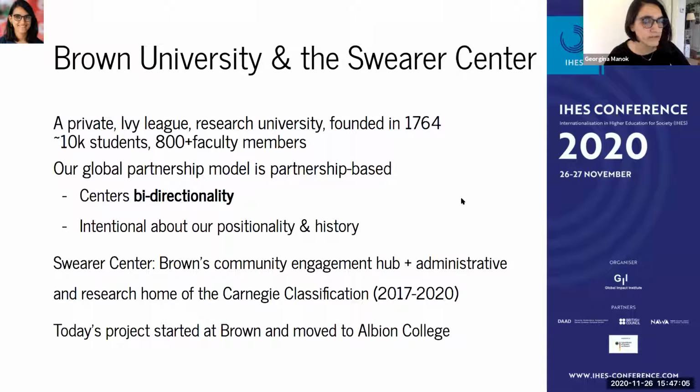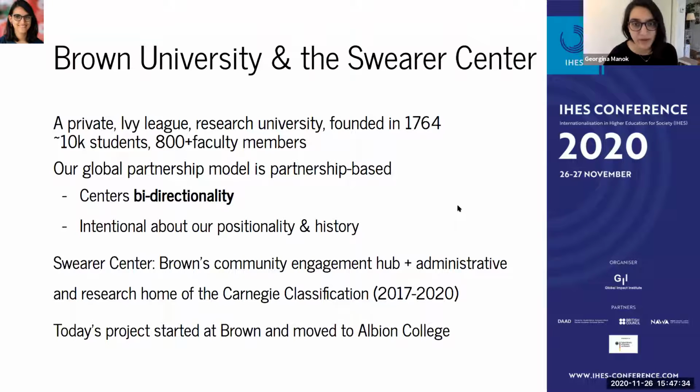Brown is a private Ivy League research university that was founded in 1764. It is in the northeastern region of the United States. We have around 10,000 students and over 800 faculty members. Our global partnership model is partnership-based, it's not transactional, and we center bidirectionality in our engagement with partners globally. And are intentional about our positionality and history in the world.